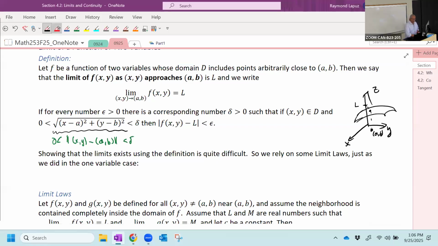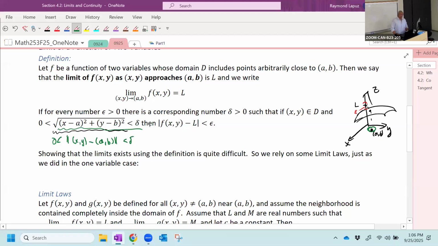And then what they're saying here is that if I give you an epsilon bigger than 0, a positive number epsilon, so you go a little bit above and a little bit below your potential limit, you can find me a delta. Now the delta in this case is going to be a radius of some circle. I guess that's what I wanted to say here. This inequality, the square root of (a minus x) squared plus (y minus b) squared, is a circle centered around (a, b) with radius delta.